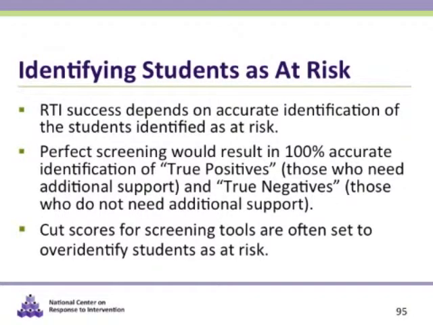RTI success depends on accurate identification of students as at risk or not at risk. This is essential for preventing costly identification errors, including under-identification and over-identification. Perfect screening would result in 100% accurate identification of true positives, those who actually need support, and true negatives, those who do not need support. Cut scores are often set to over-identify students as at risk, because we want to ensure that we're providing the supports to students who actually need them.